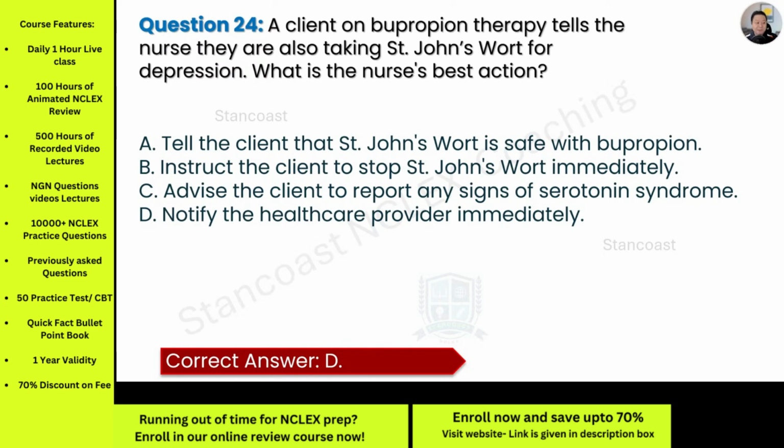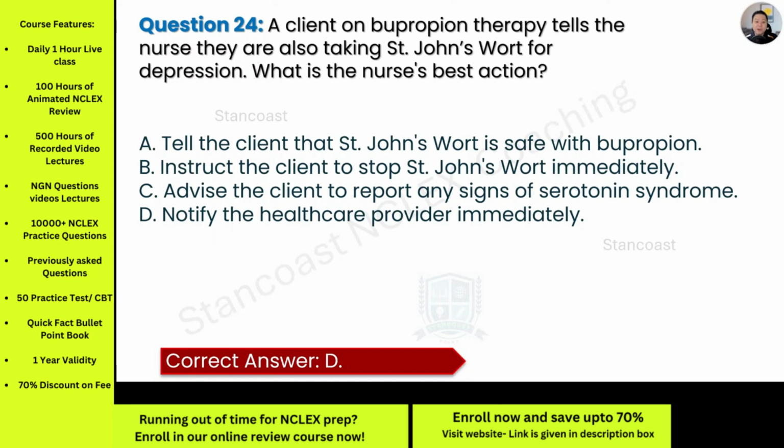If you selected letters A, B, C, these are all incorrect. Letter A, it's never safe to take St. John's wort with bupropion. Again, that is the serotonin syndrome here. We don't want this happening in this patient. Letter B, instructing the client to stop St. John's wort immediately. This is partially correct, but not ideal. We know that stopping the St. John's wort is necessary, but you cannot independently make this decision. Only the healthcare provider can make changes to the medication regimen.